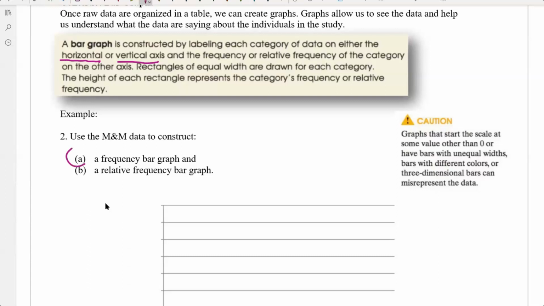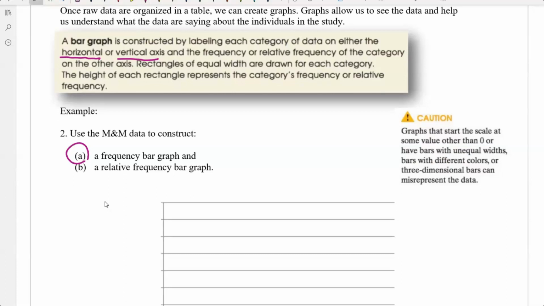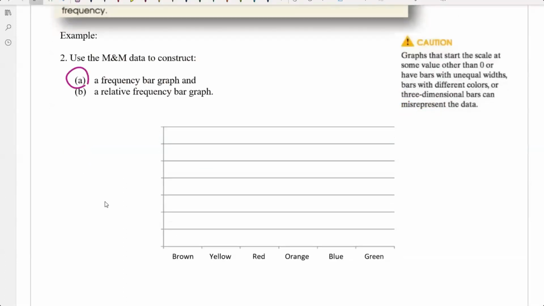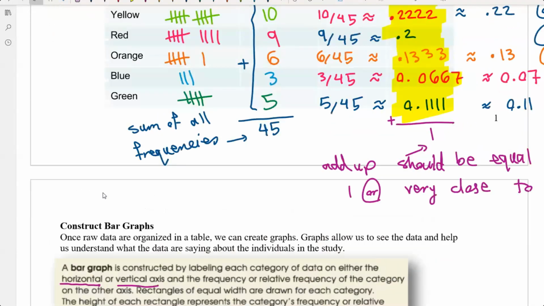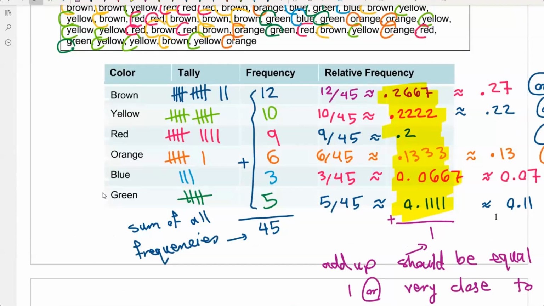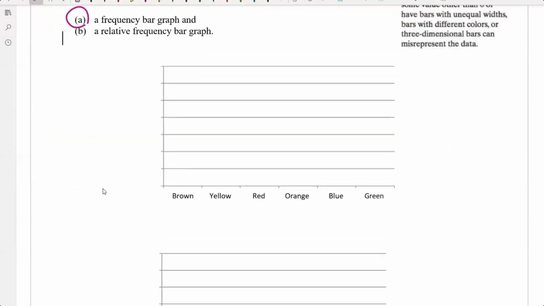For example, here in part A, we're going to work on frequency. So let's work on this one, part A for frequency. I'm going to use the horizontal line for our data, and our data on the first column was color. So that is our data that we have. We already have all these here on the horizontal line. And since part A is frequency, on this vertical axis I have frequency.